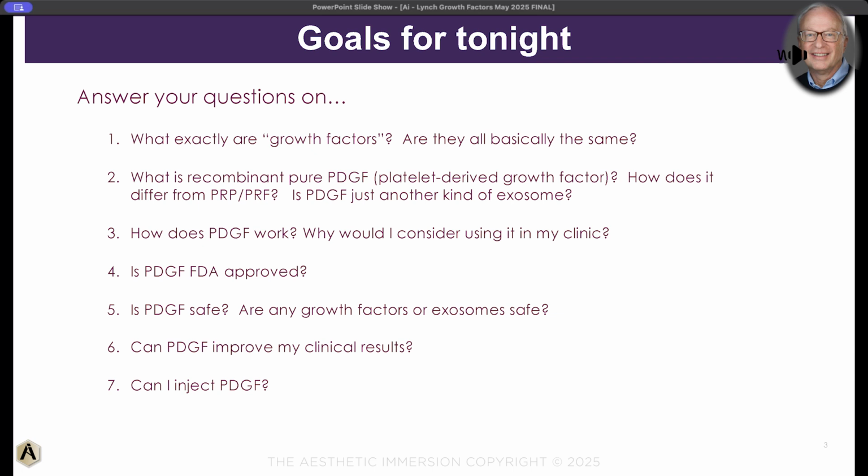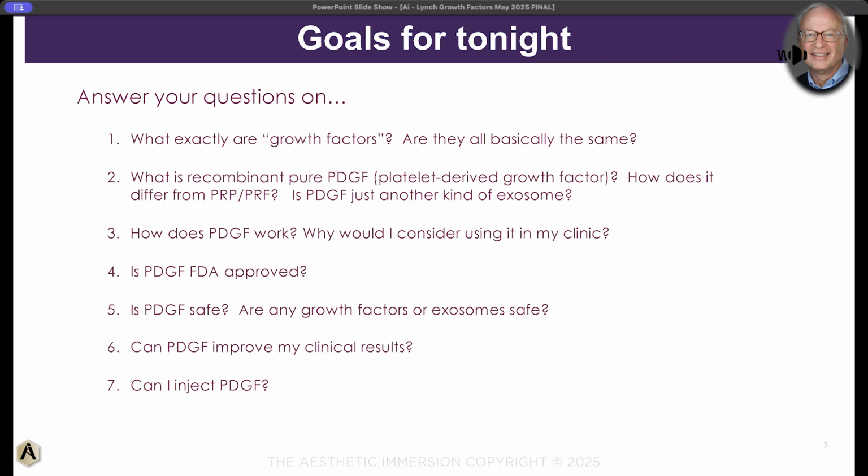We're going to start from the basics of what growth factors are and why they are so important, and really what the difference is between them. And then we're going to focus on PDGF and talk about what PDGF is and how it differs from PRP and PRF. One of the things that drives me crazy is when I get put on to talk exosomes. I'm like, PDGF's not an exosome. So we'll talk about that. Then we're going to go into how PDGF really works. What does it really do in the body? Why might you consider using it in your clinic?